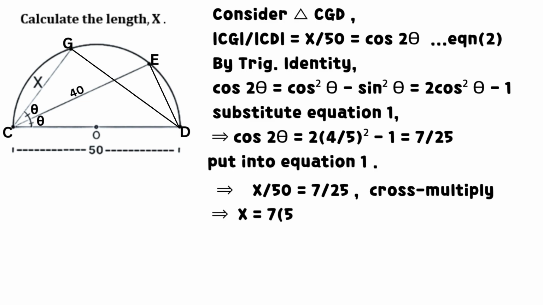This implies that x divided by 50 equals 7 divided by 25. Cross multiply. It follows that x equals the product of 7 and 50, all divided by 25, which equals 14. Therefore, x equals 14 units.